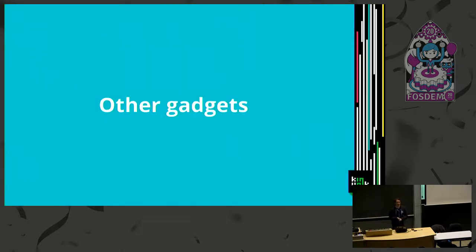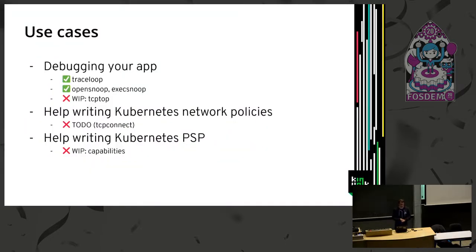So far I talked about Traceloop, which is one gadget of Inspektor Gadget. There are other gadgets for different use cases, some for debugging your applications, some IDs which are not finished yet, it's work in progress. I want to be able to see what network connections my pod is making and help a developer to write network policies.